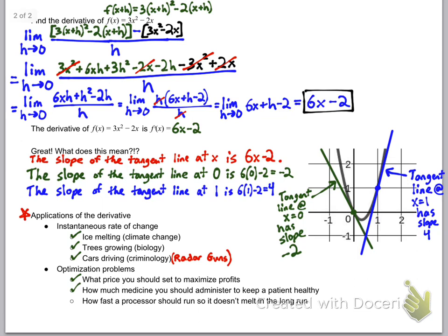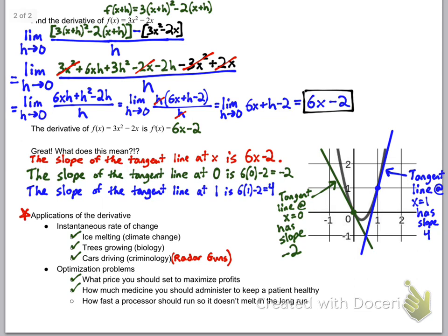Another thing you might be interested in is computers. How fast should the processor run so it doesn't melt in the long run? You can change a processor to make it run faster and faster, but the problem with our computers is that they overheat. If you run a processor too fast, it gets too hot and can break down. You might think that's a simple problem, just figure out how high you can run it so it doesn't overheat. Well, the overheating problem is an optimization problem, because if you run it slightly too hot, it will break down in less time, but if you run it way too cold, then your computer's going really slow.